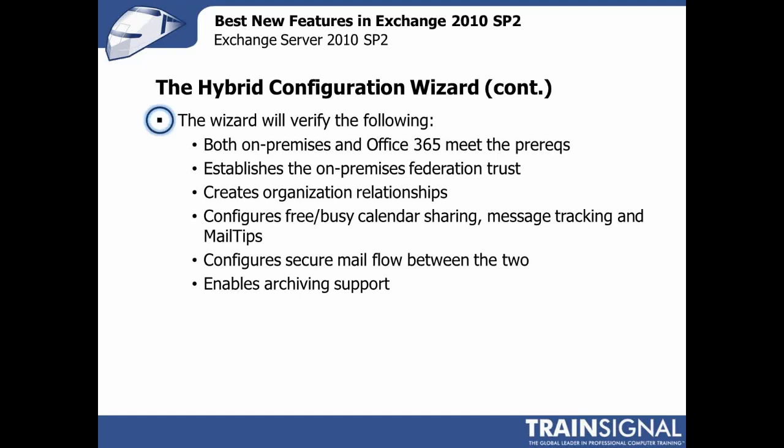It will verify that both on-premises and Office 365 meet the prerequisites. It establishes the on-premises federation trust. It creates organization relationships. It will configure free/busy calendar sharing, message tracking, and mail tips, and it will configure secure mail flow between the two. It enables archiving support. So those are some of the features that you now have available that you didn't have when you have a separate deployment of Office 365 and Exchange Server 2010.